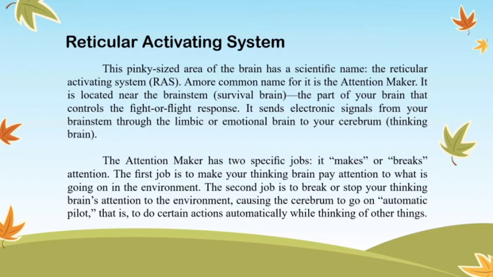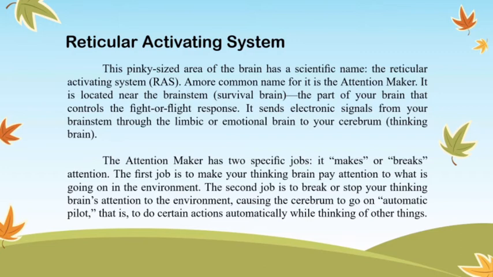The attention maker does both jobs by screening the sensory data coming into your brain from the brainstem. Then it decides what data is important enough to send along electronic circuits to the cerebrum. When the important sensory information reaches your thinking brain, you suddenly become conscious of specific sights, sounds, movements, smells, textures, and the like that are around you.